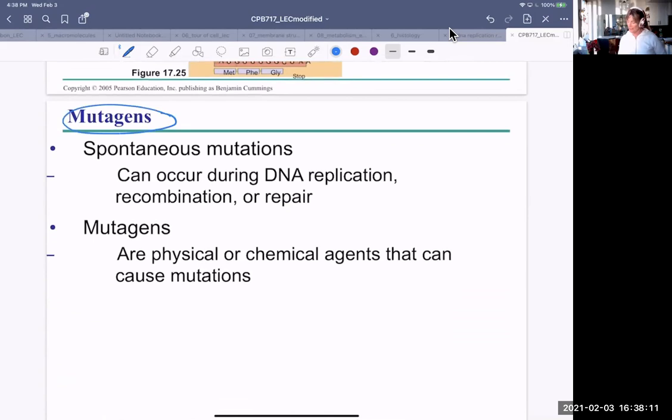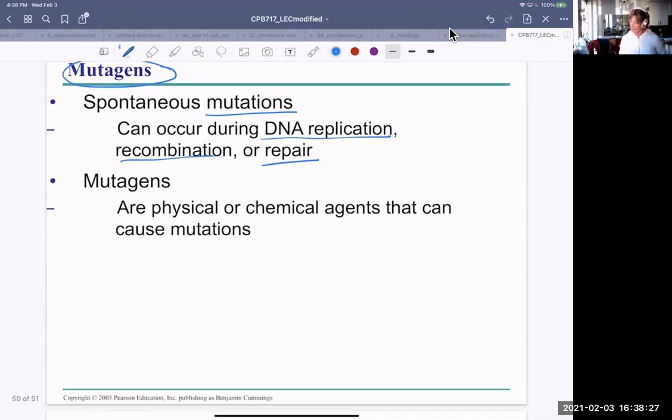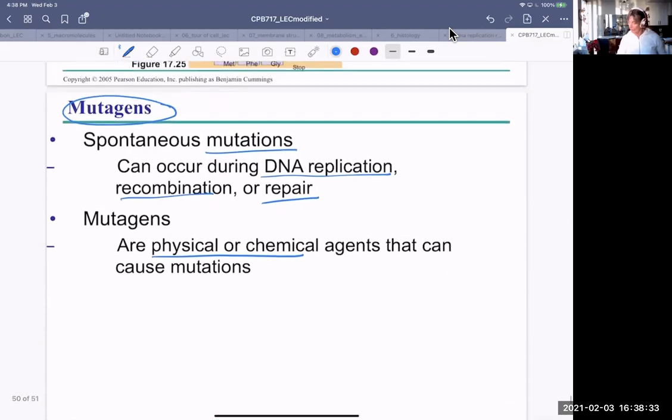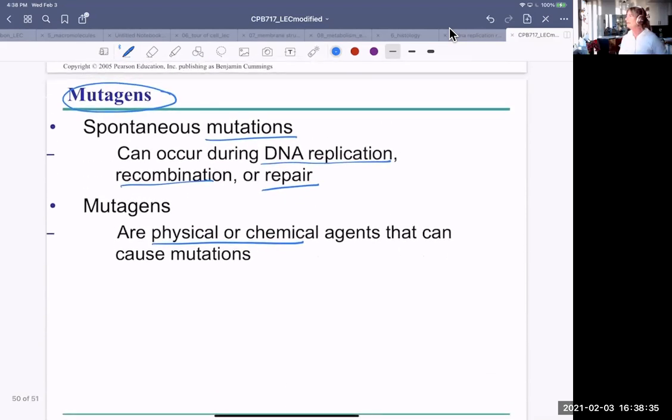Mutagens are the agents that cause mutations. They can occur in many stages. They can occur during replication, recombination. They can occur during repair, which occurs at replication when any errors are repaired. There are physical or chemical agents that can cause mutations. Let's see, UV radiation is one kind. That's why you should be careful in the sun. Some chemicals are mutagens, like nitrites.